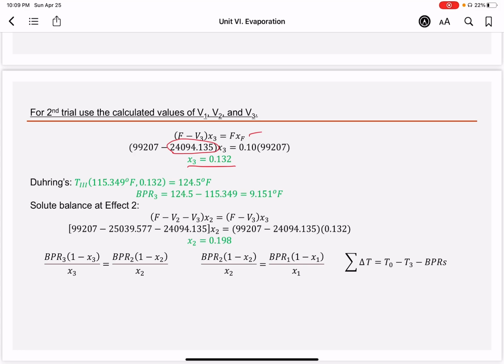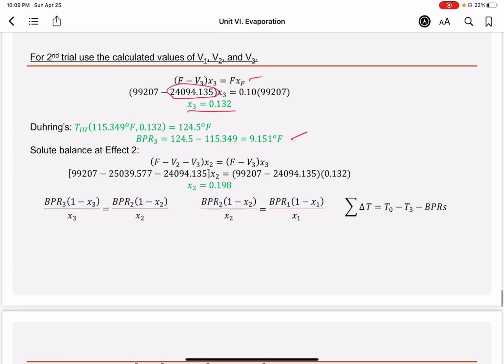Use this to get your T3, get BPR3. Solute balance at effect 2 for you to get your X2. And by using your BPR formula to solve for your X2, X3, and finally your X sub 1. Okay, let's just say BPR3. For me, your BPR3 that you get, your new value is 9.151.